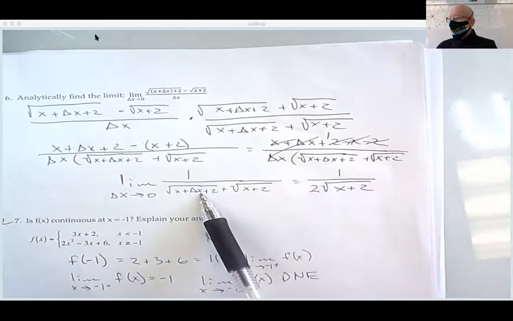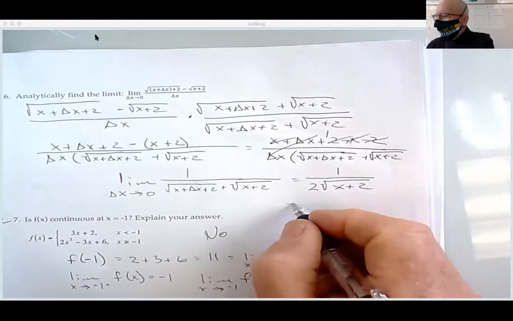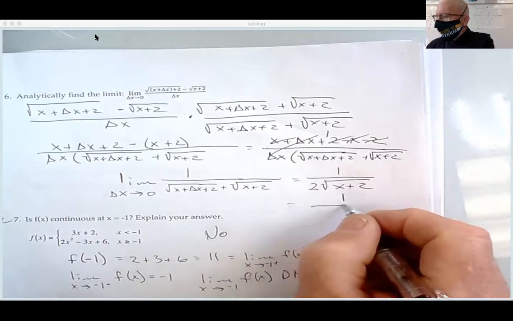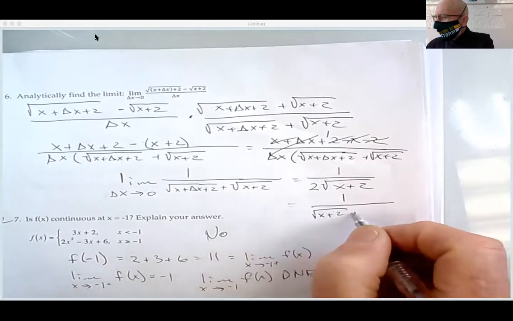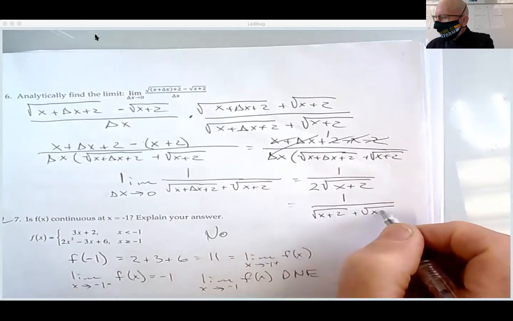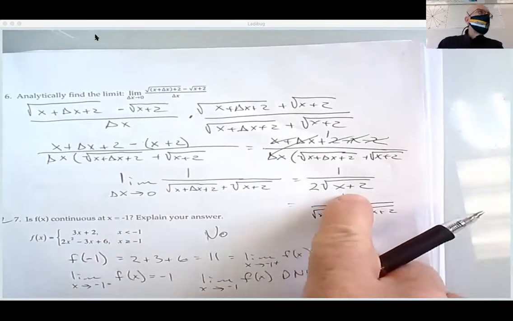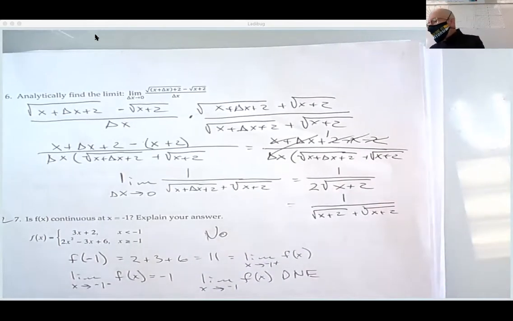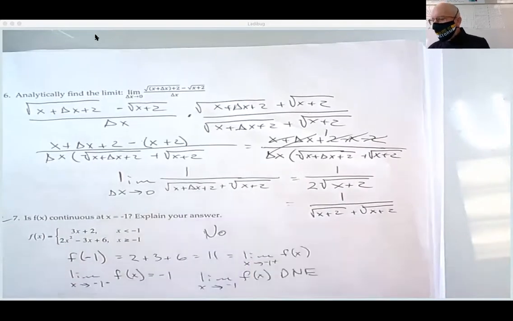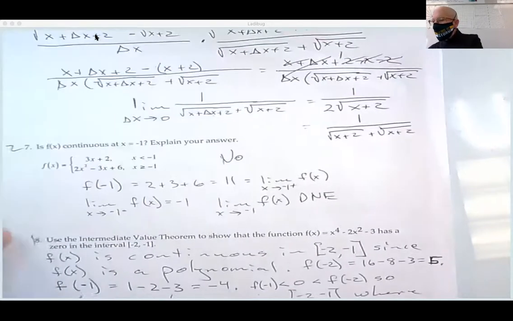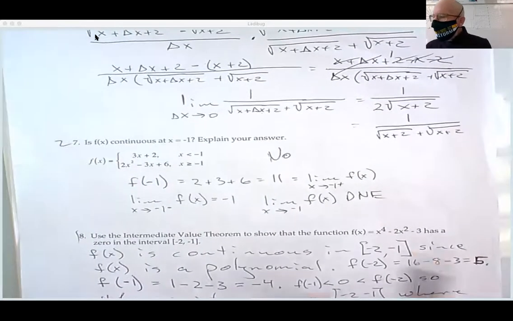So now this is what I have. And some people left it as this, and I gave you credit for this. But that's the same as this, because you got 2 of them, right? And I can substitute 0 in for delta x because I don't have division by 0. So number 7 was worth 2 points.